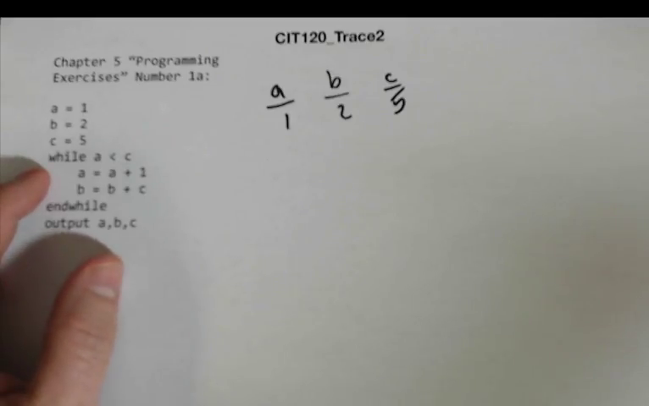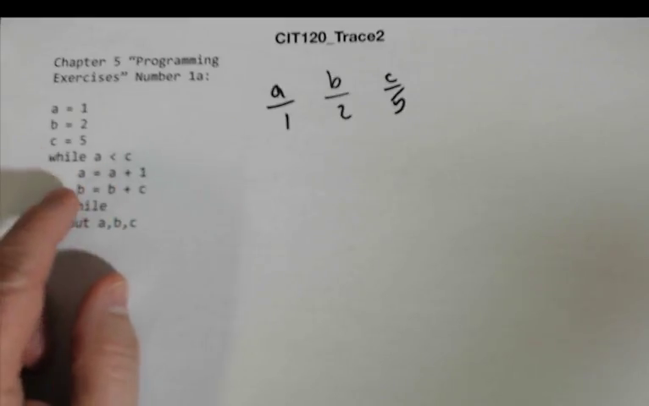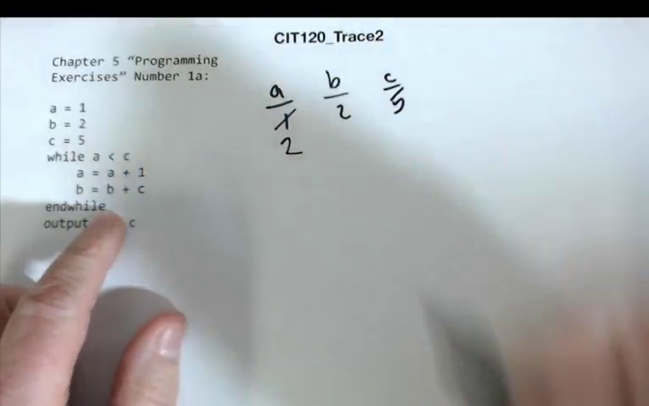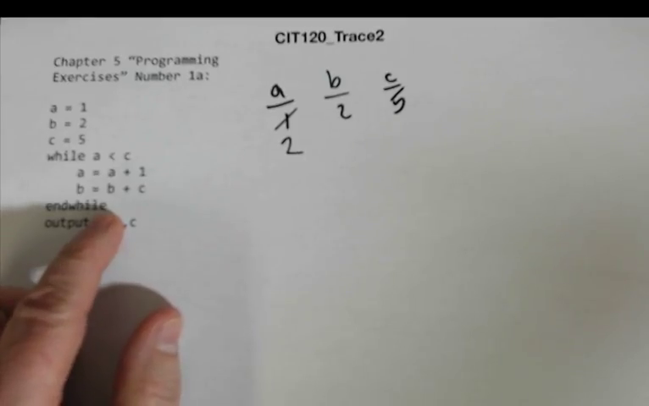So each time we go through the while loop, we check the condition. So is A less than C? That is true. So we execute the block of code associated with the while loop. We add 1 to A. And then we set B equal to B plus C. So that would set B to 7.